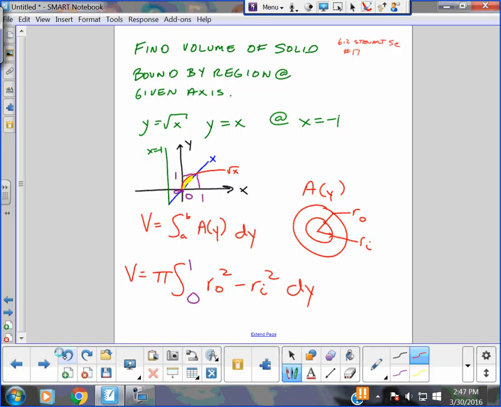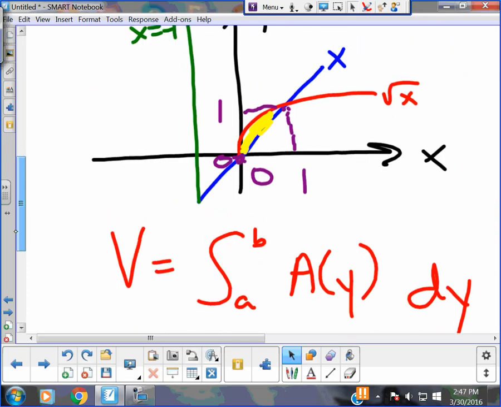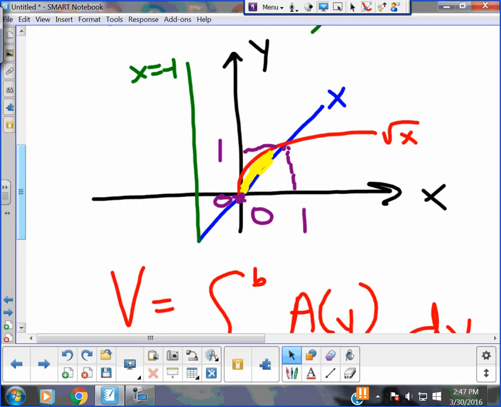If I blow this up, boom. All right, wow, what a horrible picture. All right. I think my R outside goes from the green axis to the red line. You guys agree? I think my R inside, I'm sorry, that's the radius inside. I think my radius outside goes to the blue line.